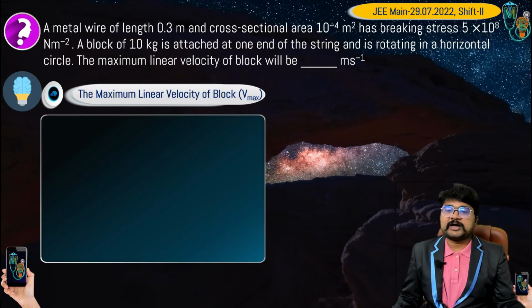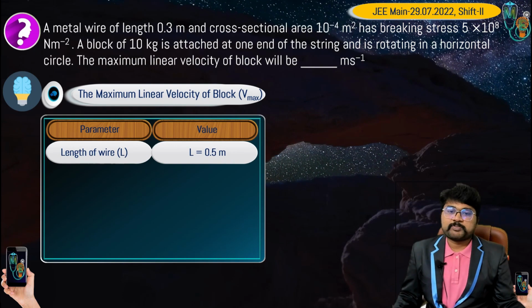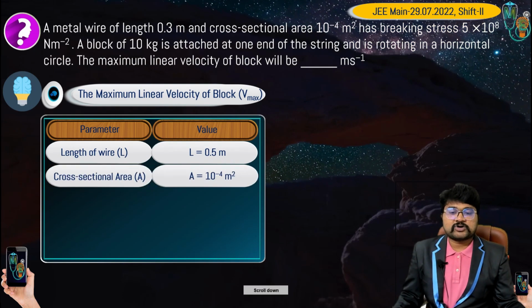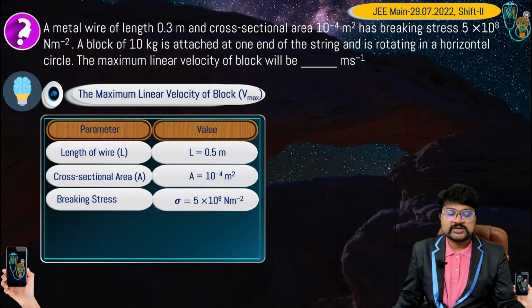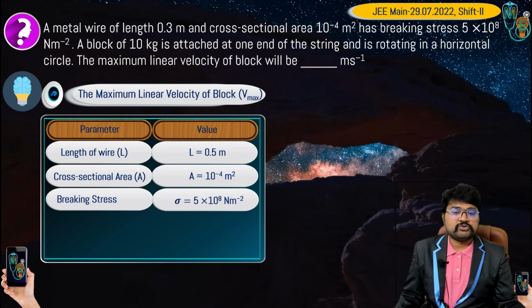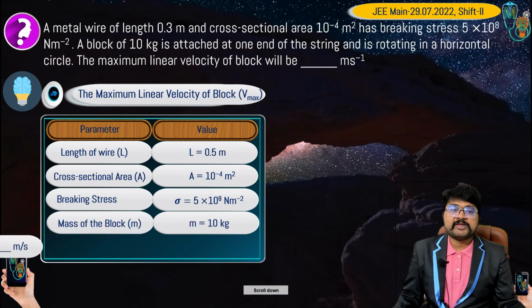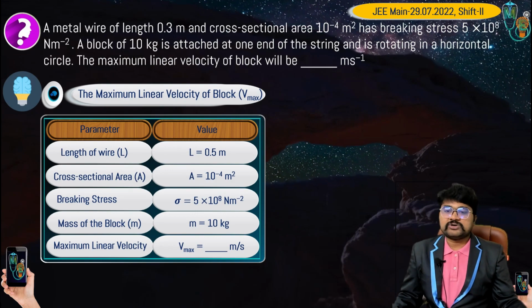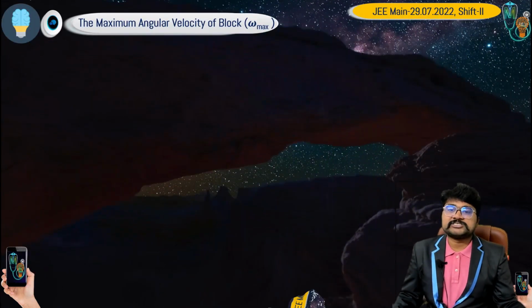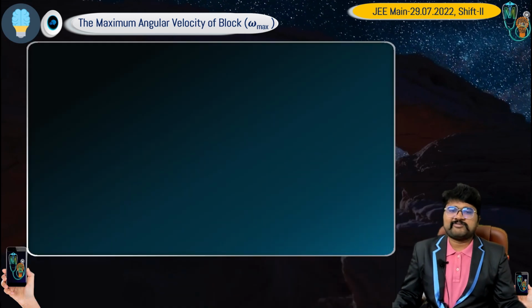Write down the given data. Length of the wire is given as 0.3 meter. Area of cross section 10 power minus 4 meter square. Breaking stress 5 into 10 power 8 Newton per meter square. And mass of the block 10 kg. And they are asking the maximum linear velocity. So here we need to take the maximum angular velocity condition, that is the maximum linear velocity.